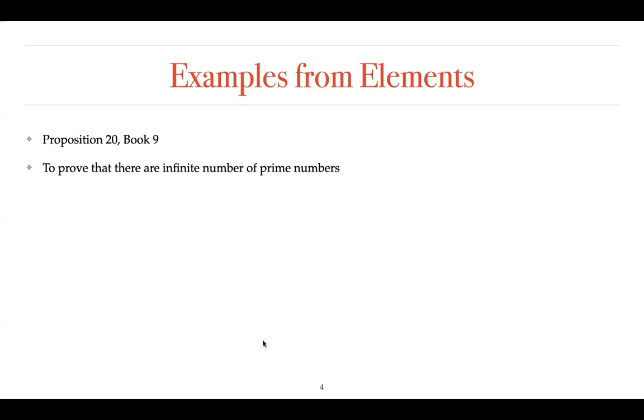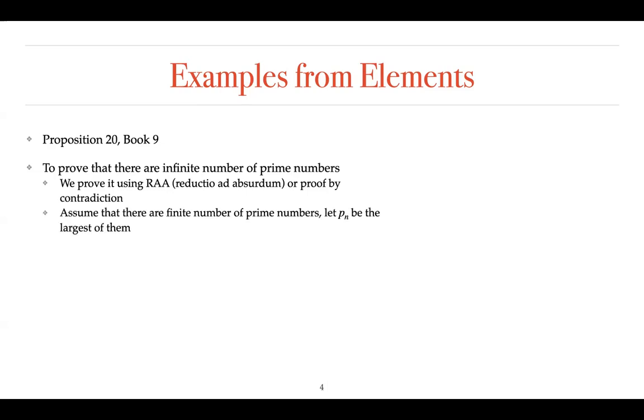Clear. Okay, fine. Okay, so now we want to prove that there are an infinite number of prime numbers. So this is how the proof goes. We do it by using something called reductio ad absurdum, or in common language, proof by contradiction. This is a very famous and favorite tool of mathematicians. They use this tool quite often. So this is how the proof goes. Let us assume that there are a finite number of prime numbers. So if there are a finite number of prime numbers, let Pn be the largest of them, because there are finitely many, so there has to be some largest prime number.